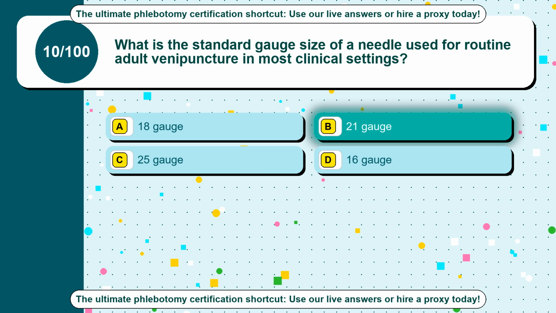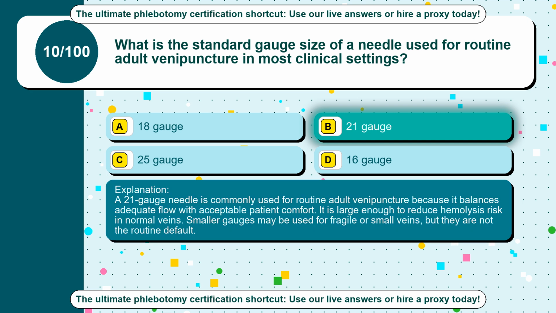21 gauge. A 21 gauge needle is commonly used for routine adult venipuncture because it balances adequate flow with acceptable patient comfort. It is large enough to reduce hemolysis risk in normal veins. Smaller gauges may be used for fragile or small veins, but they are not the routine default.